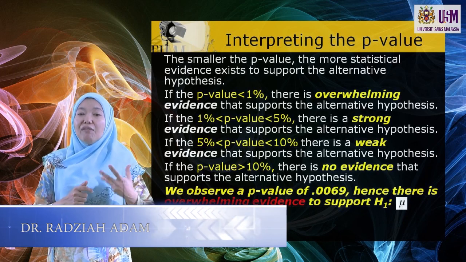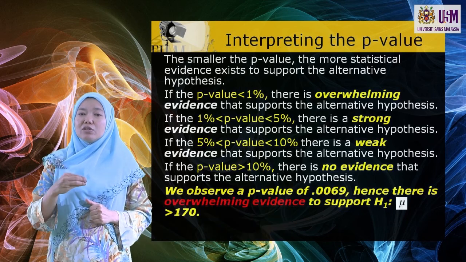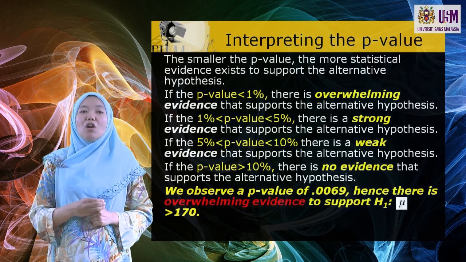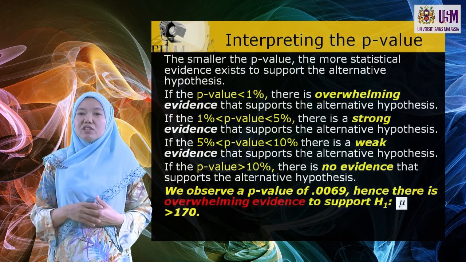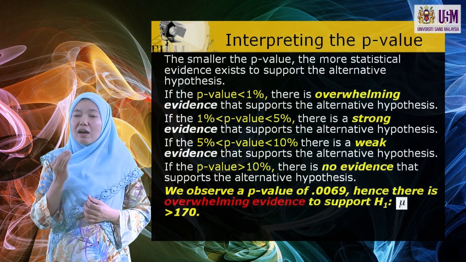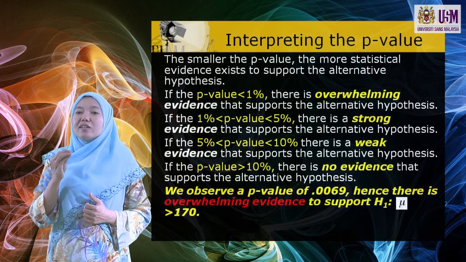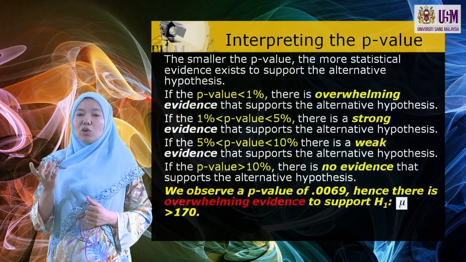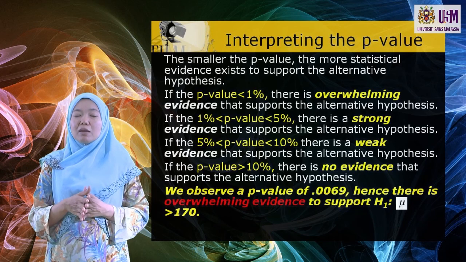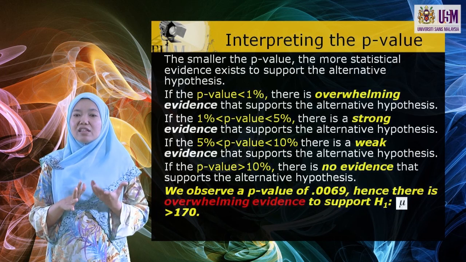So when we talk about the level of significance, if we are using the 1% level of significance and you reject H0 in favor of H1, this is where you have overwhelming evidence, very strong evidence to support H1. If you use the 5% level of significance, there is strong evidence to support H1. At 10%, there is only weak evidence to support H1. And if the p-value is greater than 10%, that means the level of significance is less than 10%, there is no evidence that supports the alternative hypothesis.